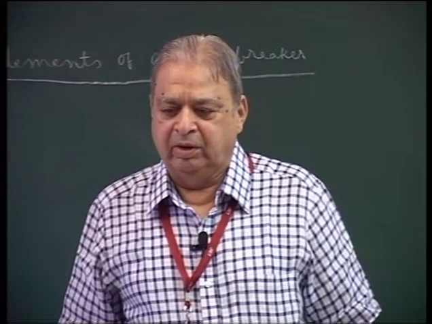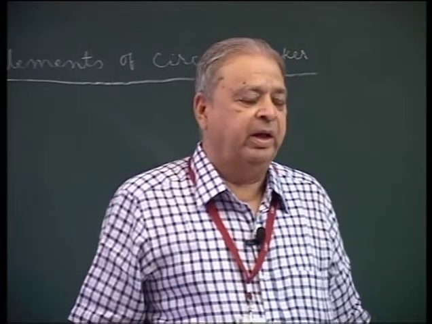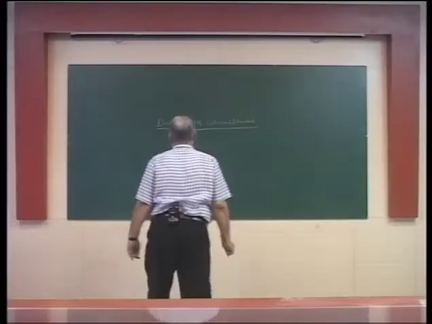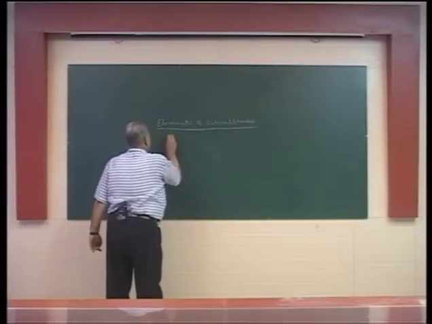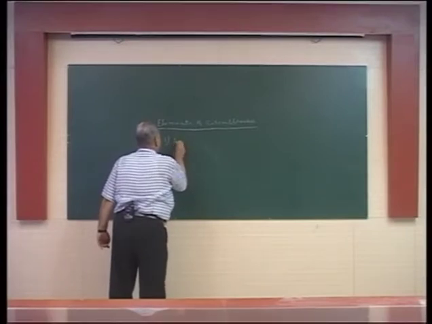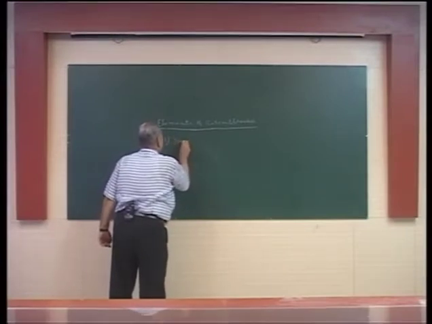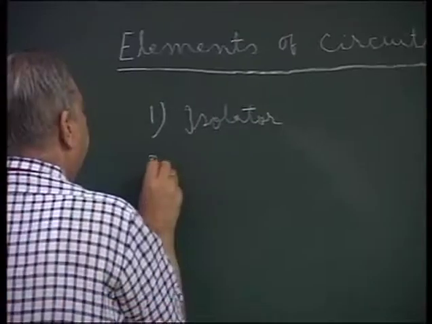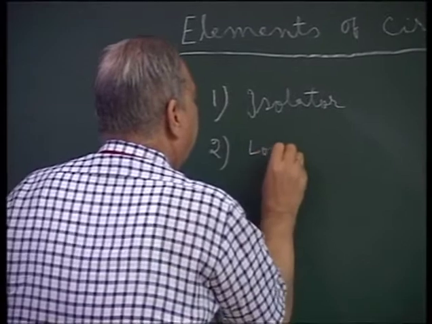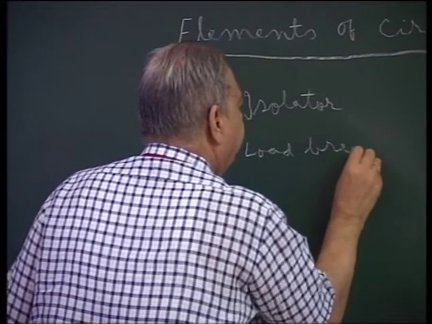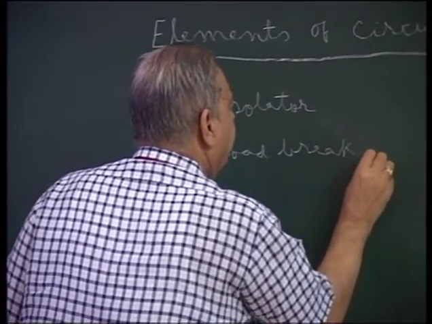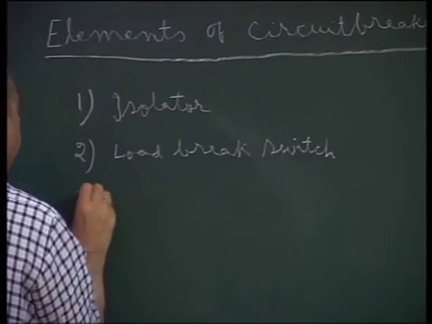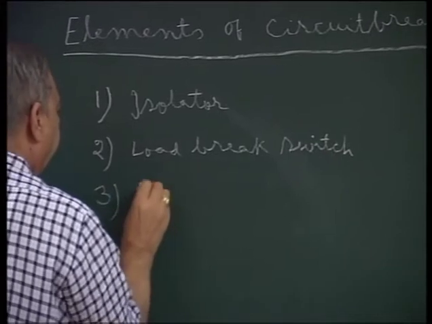Now a circuit breaker can be explained in three parts. One is an isolator, a load break switch, and third is what we call a circuit breaker.